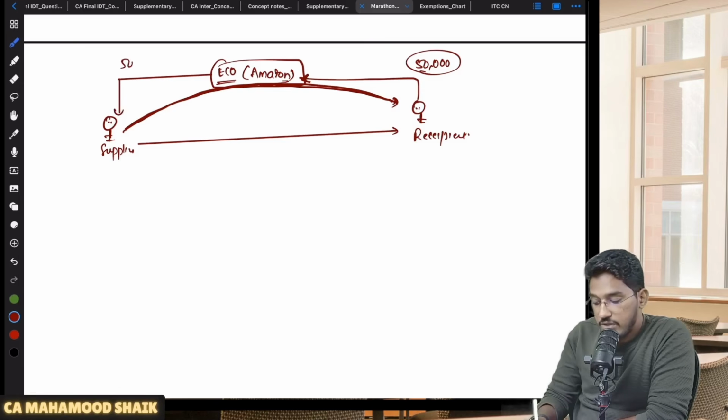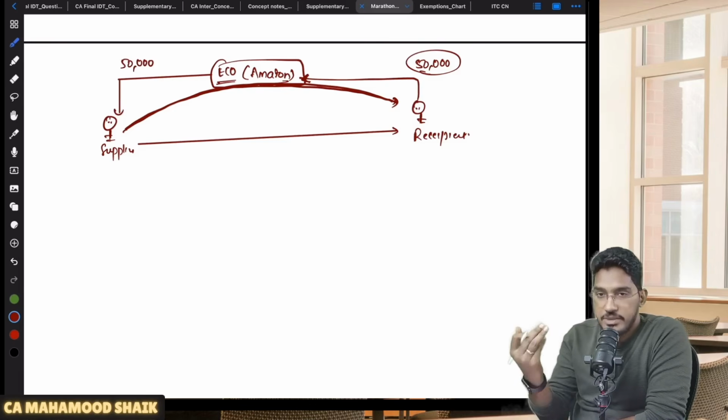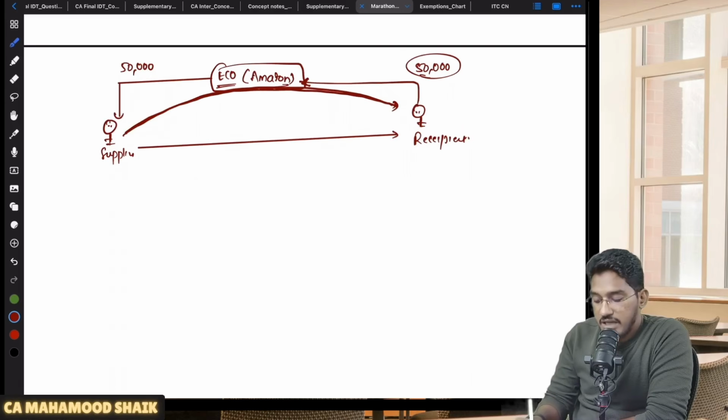So they have collected 50,000 rupees. Generally, on that 50,000 rupees they will collect their commission for listing charges and various other charges. So they will deduct their commission and remit the balance amount to the supplier. This is what usually should happen.